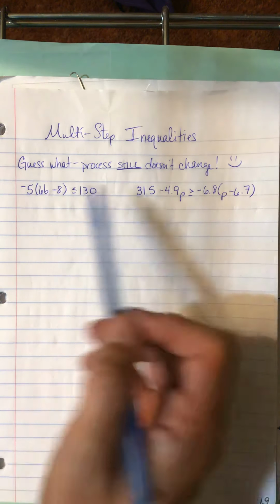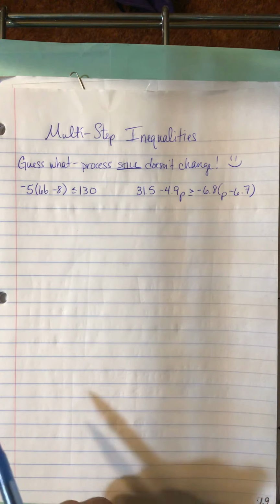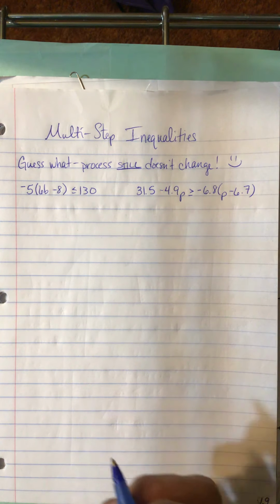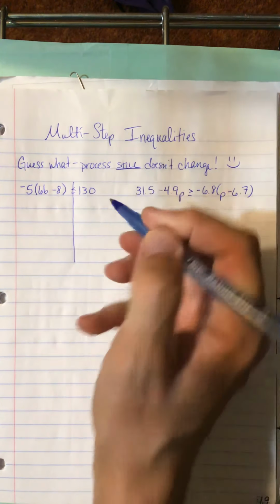And also if the variable ends up on the right side, then we need to flip everything so the variable will end up being on the left side because that's going to make it a lot easier for us to graph. So let's go ahead and draw our line down through there.